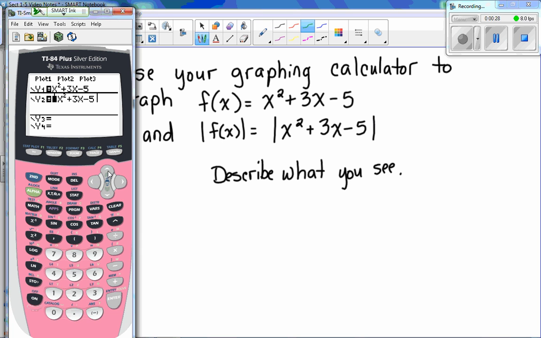What I often will do if I'm comparing two functions on my graphing calculator, if you come over to the left side of the y2 and hit enter, it will change that to a thick line. Now if I hit zoom 6, I'll be able to compare those two and then describe what you see. So I'm going to ask you to pause the video, set your calculator up and do this, and then describe what you see.